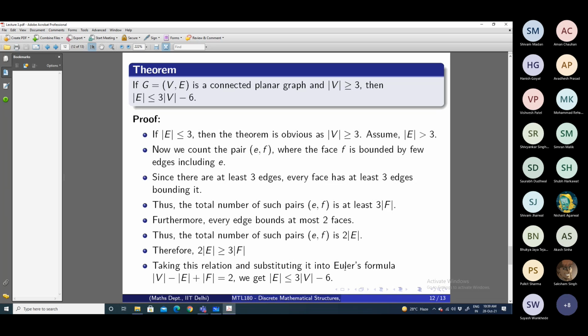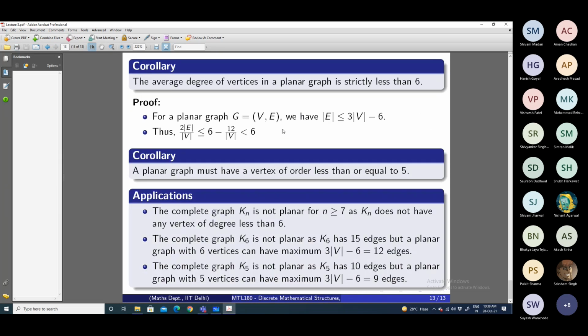Okay. And finally, we have this: the average degree of vertices in a planar graph is strictly less than 6. Why? So we have this relation. What is the average degree of a vertex? That is 2 mod E by cardinality of V, and that number is less than or equal to 6 minus this, and that is strictly less than 6.